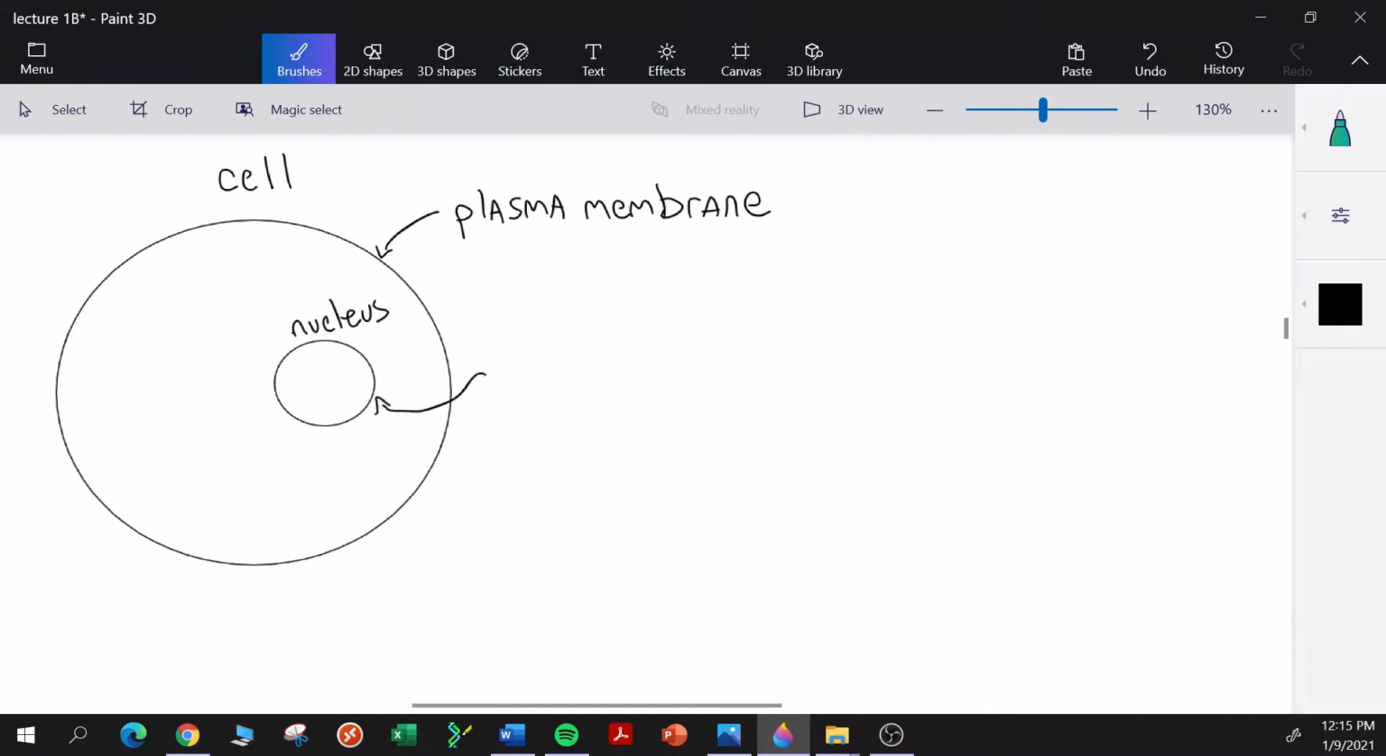And we can call this one right here the nuclear membrane, also sometimes called the nuclear envelope. I will probably go back and forth between nuclear membrane and nuclear envelope throughout the semester, so just know that they mean the same thing.